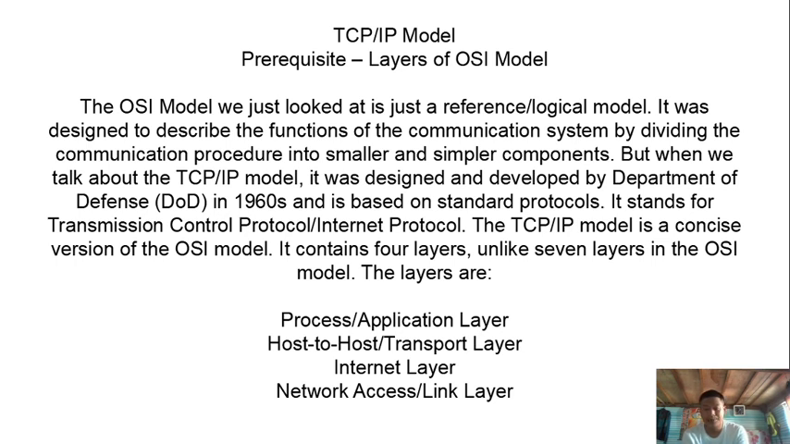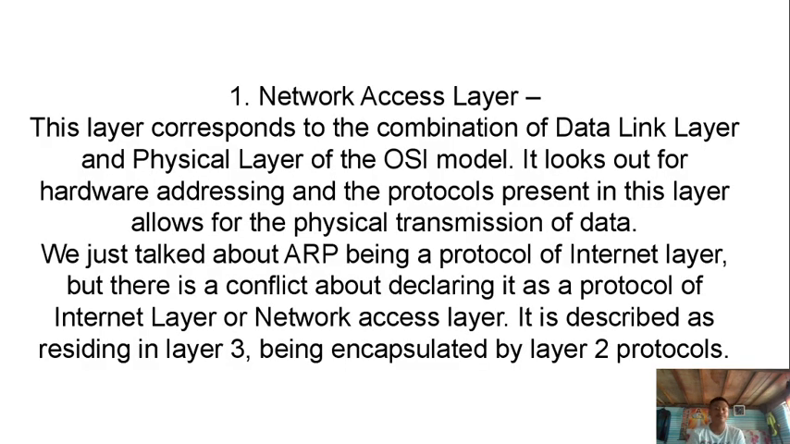The TCP/IP model is a concise version of the OSI model. It contains 4 layers, unlike the 7 layers in the OSI model. The layers are the process/application layer, host-to-host or transport layer, internet layer, and network access or link layer. So the first is the network access layer.